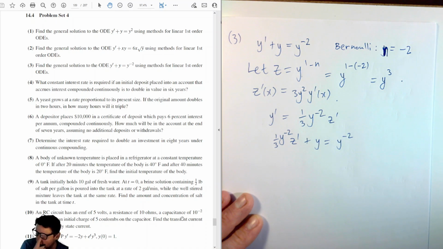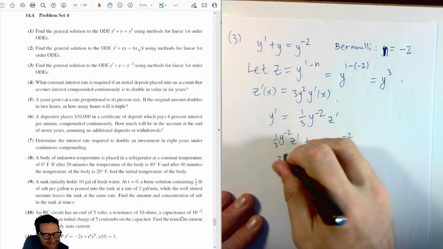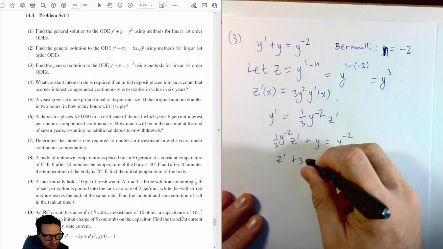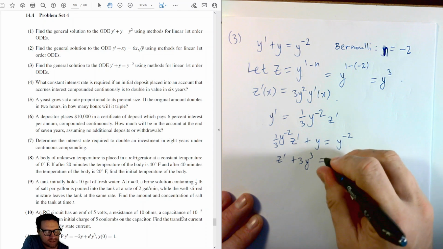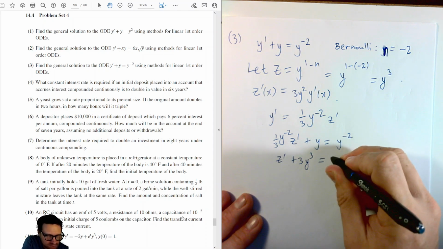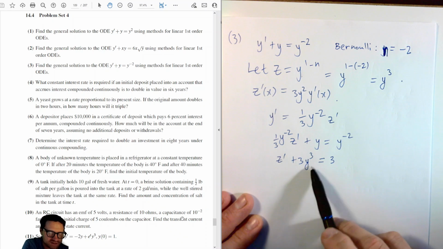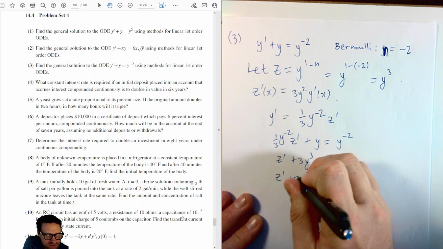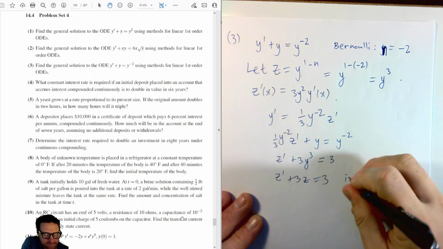And then multiply throughout by 3y squared. Doing so, we've got z dash plus 3y squared, but y squared times y is y cubed. And so this will be equal to 3 on the right-hand side, because 3y squared times y to the minus 2 is just 3. Okay, now let's have a look at this. Y cubed is z. So we have z dash plus 3z is equal to 3. And this is linear.